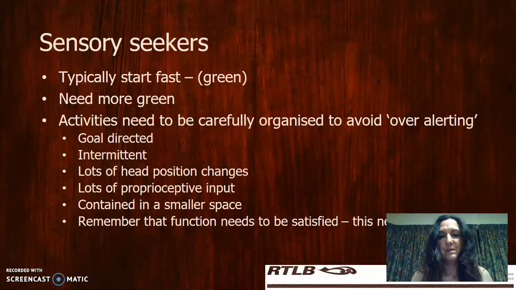Lots of proprioceptive input, so that's your heavy lifting. So that could be pushing a table, moving furniture, cleaning a whiteboard, sweeping the floor, mopping a floor, carrying some books to the library, putting a bag on their back and walking around with that on their back. So anything like that, it will give them lots of proprioceptive input. These activities need to be contained in a smaller space so that they're not over alerted, and the function needs to be satisfied, and this needs some really careful planning.